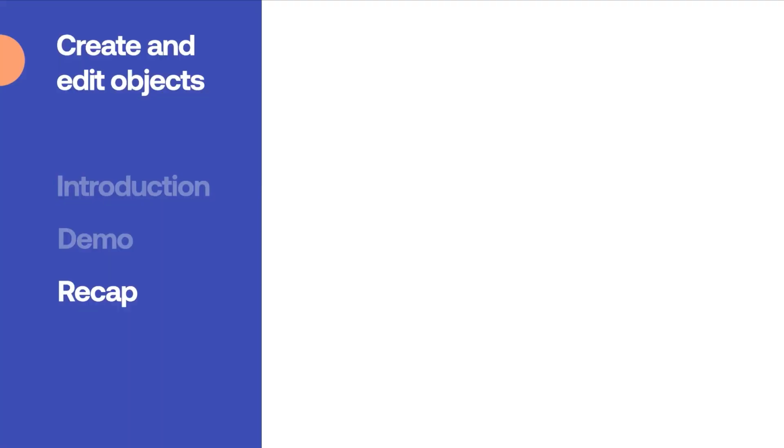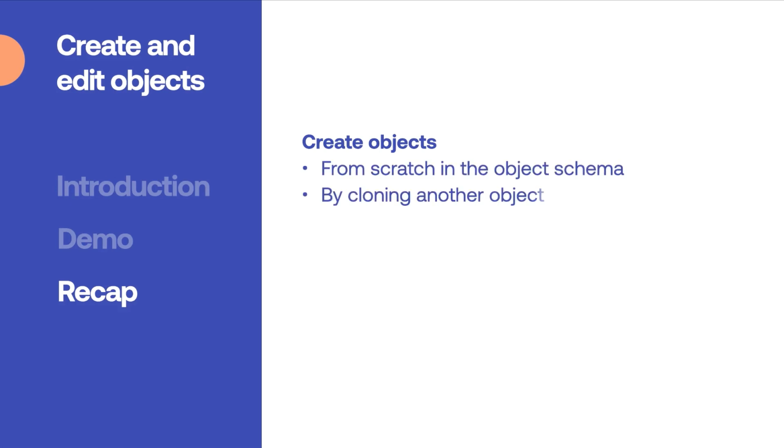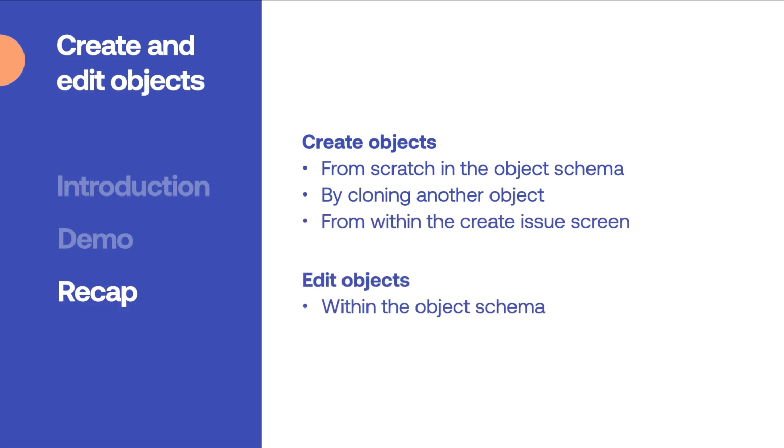Now we have seen 3 different ways to create an object. From scratch within the object schema, from cloning an existing object, and from the Create Issue screen. We also learned how to edit an existing object.